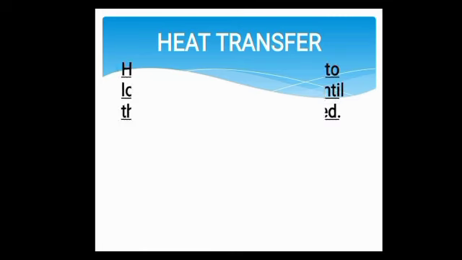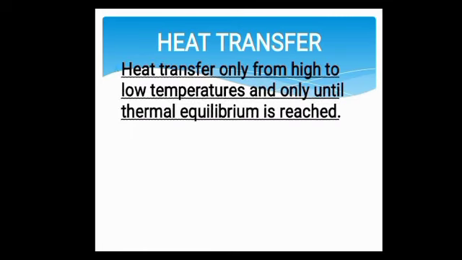Okay, heat transfer. Heat transfer only from high to low temperatures and only until thermal equilibrium is reached. As we said, heat is energy in transit. So heat is always traveling. It does not stay in one object only. So how does it transfer? From high temperature to low temperature. It will only stop when the temperature becomes balanced.